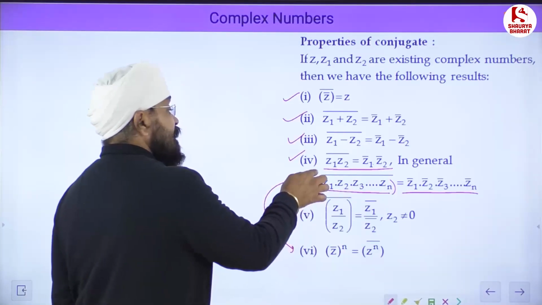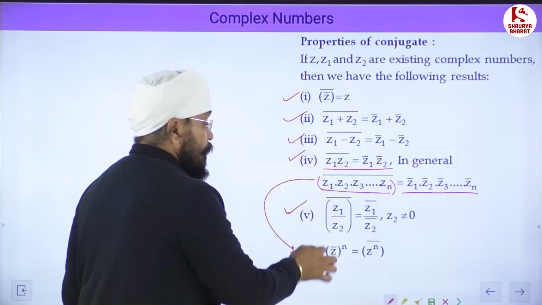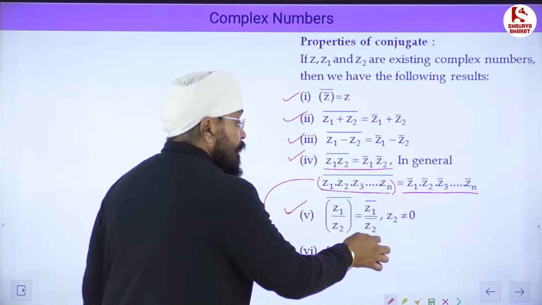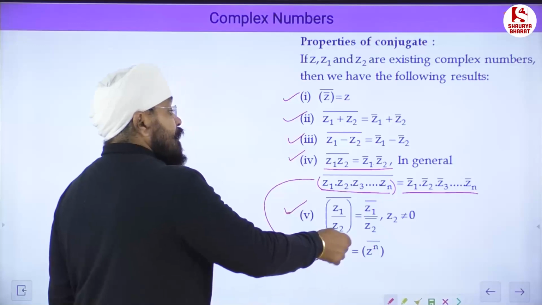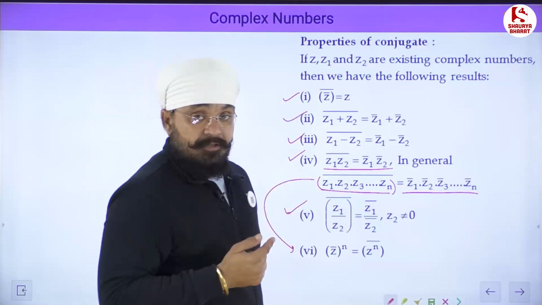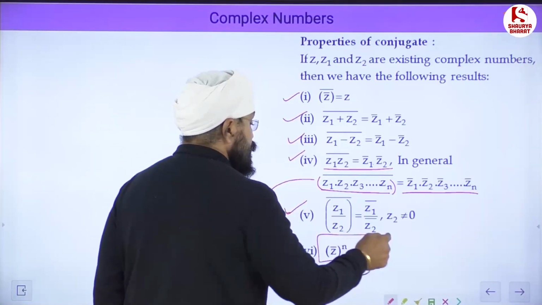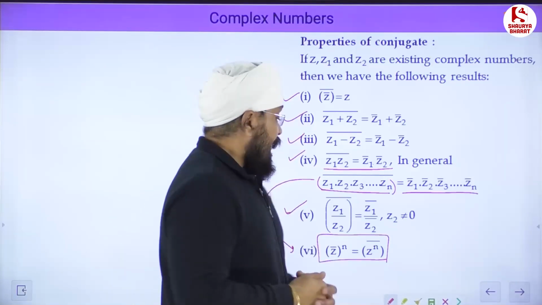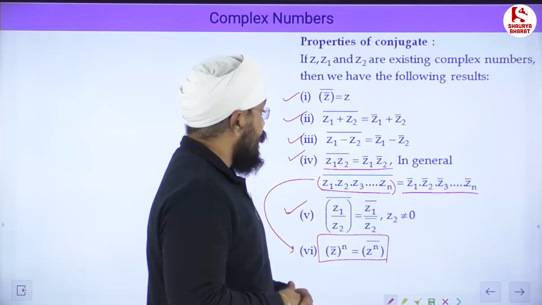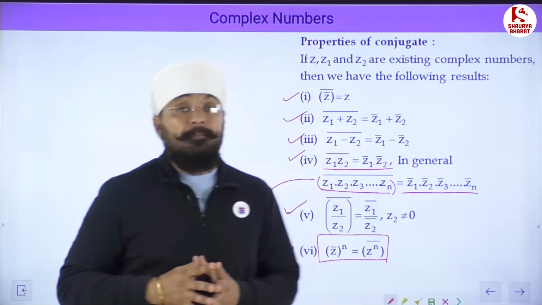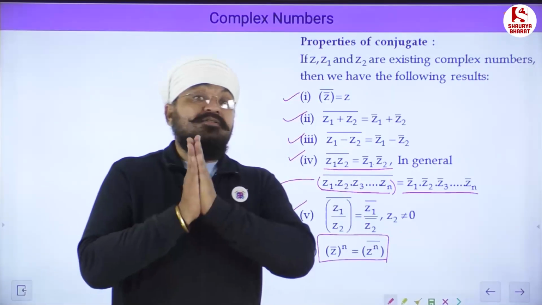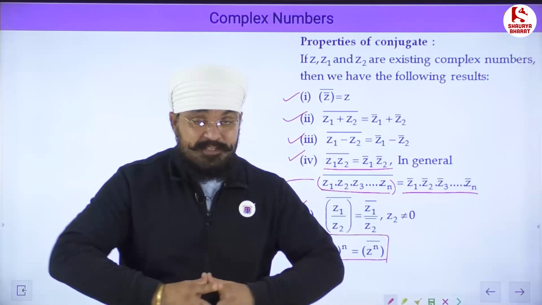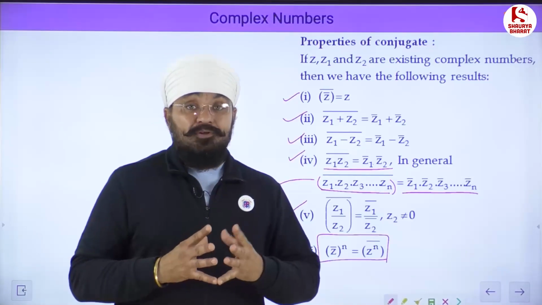So it is nothing but the expanded version of this particular property, that is, z to the power n whole conjugate is the power n of the conjugates. So this is again a property which will be used in a few questions. And when we go with the division, as I've already told you, these are a few important properties of conjugates which will reduce the number of steps whenever we are solving big questions.